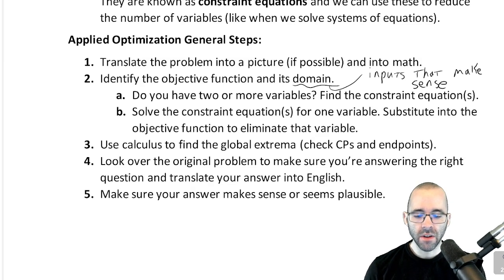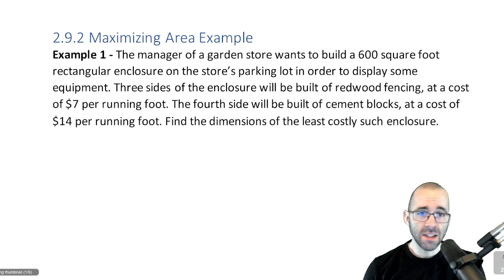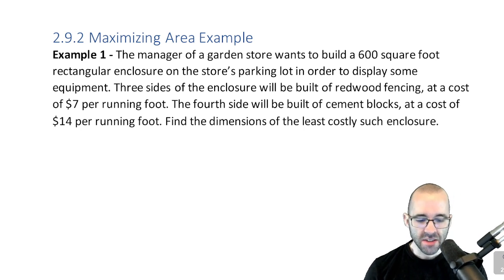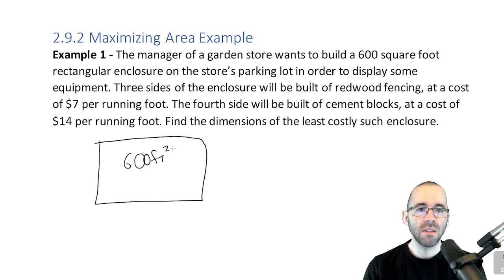Before we read any further, remember our steps. Translate the problem into a picture and into math. Sometimes you want to get through the whole problem, but for me, I like to do this while I'm reading the problem. Let's just write things down, underline things. The manager wants to build a 600 square foot rectangular enclosure. We've got a rectangular enclosure. I know it needs to be 600 square feet. We can always change this picture later if we get new information, but let's just start writing some stuff down.